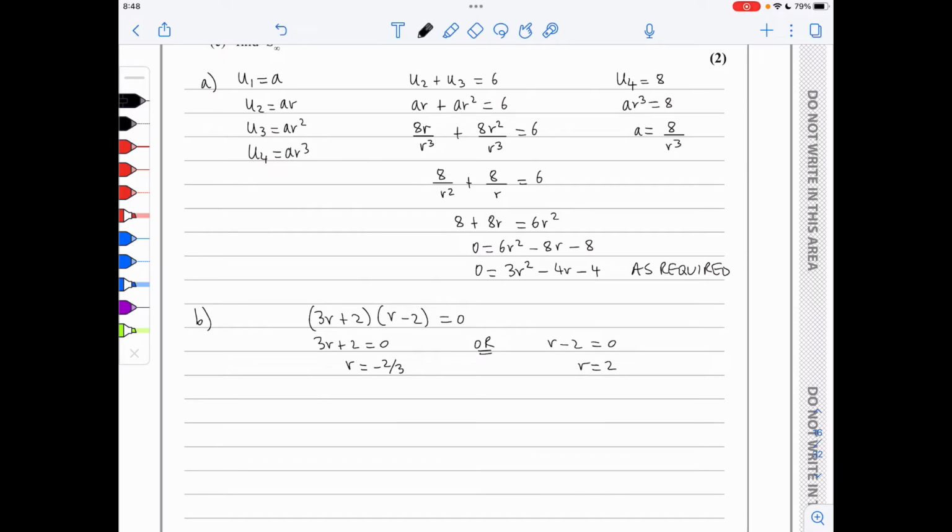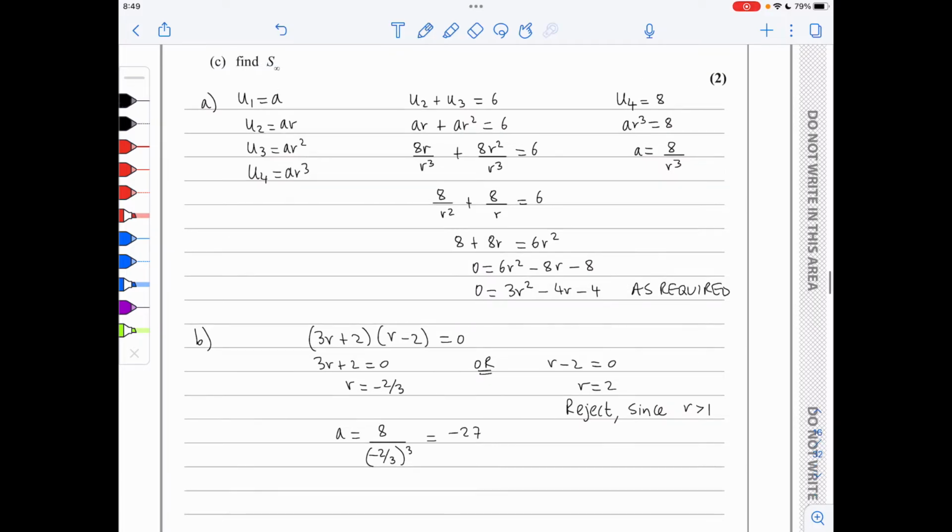So we get that R is minus 2 over 3 or R is 2. We know that for a sum to infinity to exist, for the series to be convergent, we need the common ratio to be between minus 1 and 1, and therefore R is 2 is rejected since it gives a value which is greater than 1. Now for R is minus 2 over 3, A is 8 over R cubed, so 8 over minus 2 over 3 cubed, which gives an answer of negative 27.